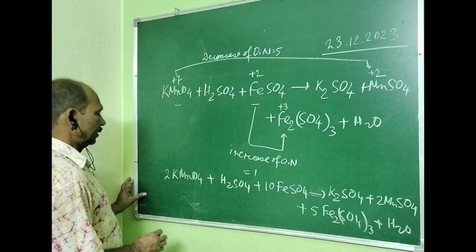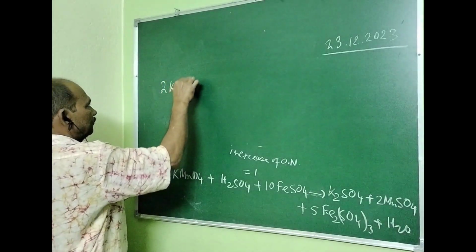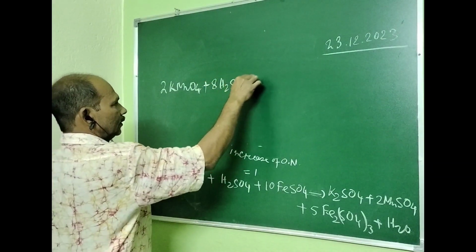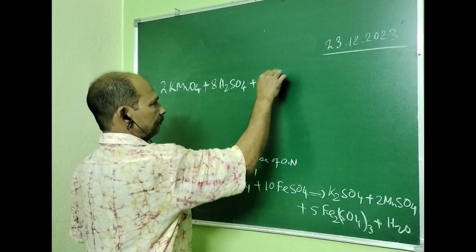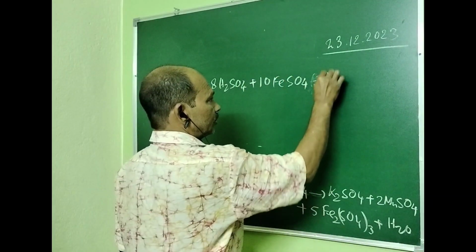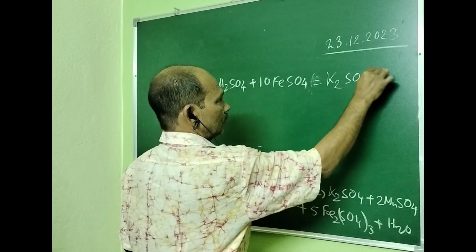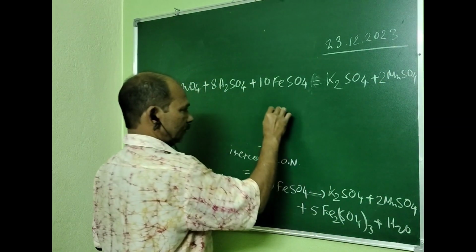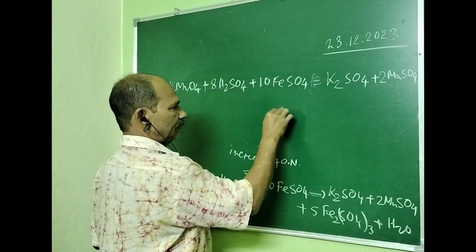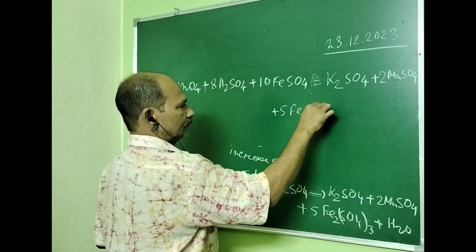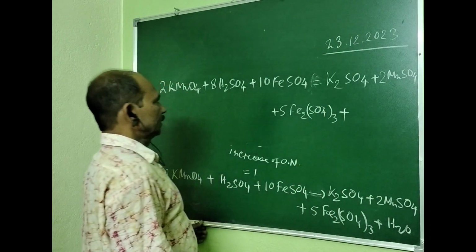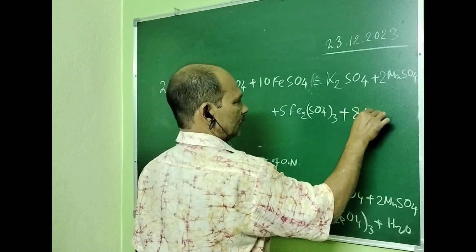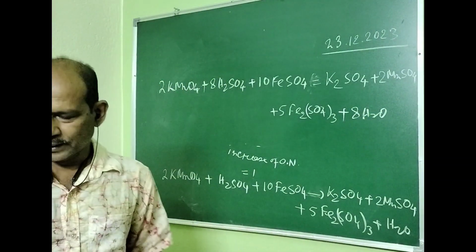So the balanced equation will be 2KMnO4 plus 8H2SO4 plus 10 FeSO4 gives K2SO4 plus 2 MnSO4 plus 5 Fe2(SO4)3 plus, as on the left hand side 8H2, that means 8H2O. This is the balanced equation for this reaction.